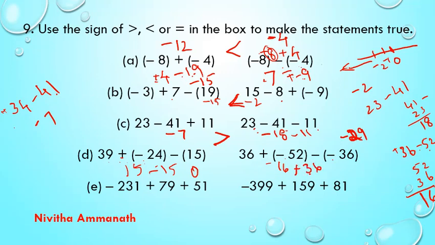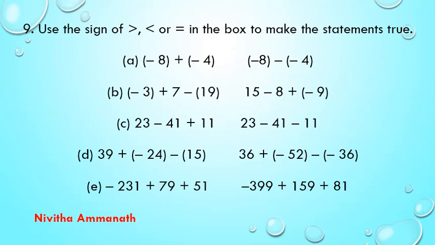So one is plus and one is negative. So you have to find the difference. So 36 minus 16, that is 20 only. You have to put the sign of the greatest integer. So it is plus 20. So which is greater? This is greater. So less than sign.